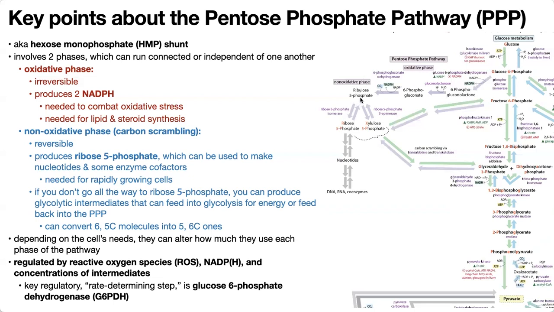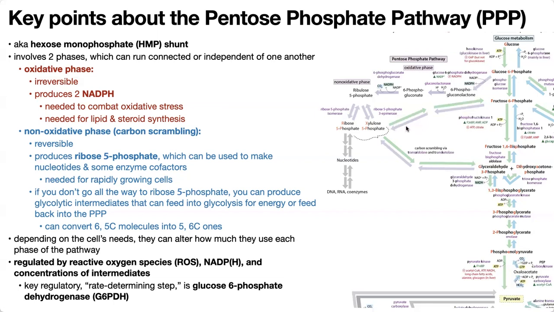After that, we enter the non-oxidative phase. Here our reactions are reversible, and we have carbon scrambling using transaldolase and transketolase. This is going to basically produce our ribose 5-phosphate, which can be used to make nucleotides and some enzyme cofactors, so that's needed for rapidly growing cells. And if you don't want to go all the way to ribose 5-phosphate, you can produce glycolytic intermediates that can feed into glycolysis for energy or feed back into the PPP.